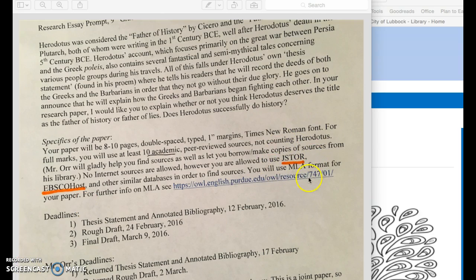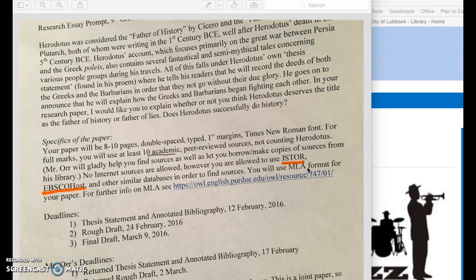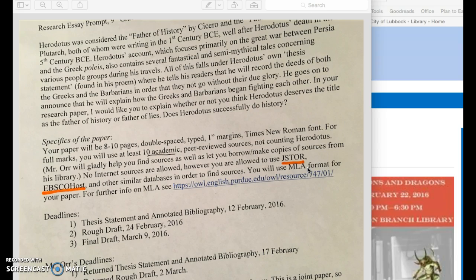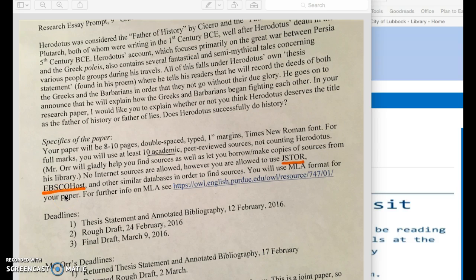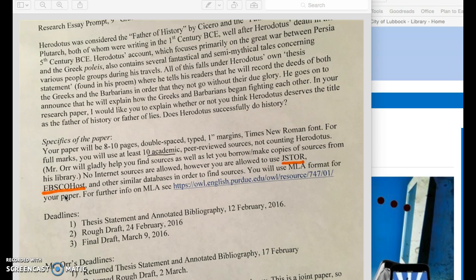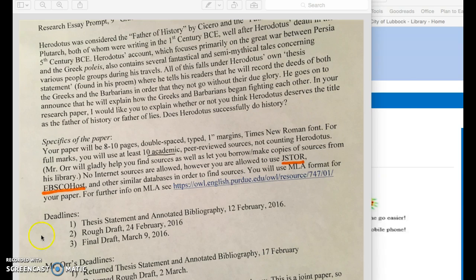A real short definition of JSTOR is that it's an online database that searches all of the academic journals that are out there and helps you find articles related to the topic that you are researching. We'll go back to that in a minute. EBSCO is also an online database. It has a lot more than academic journals. It searches newspapers, it searches all kinds of things, magazine articles, but you can be very specific in what you're looking for. And I'm actually going to show you how to do that in just a few minutes.